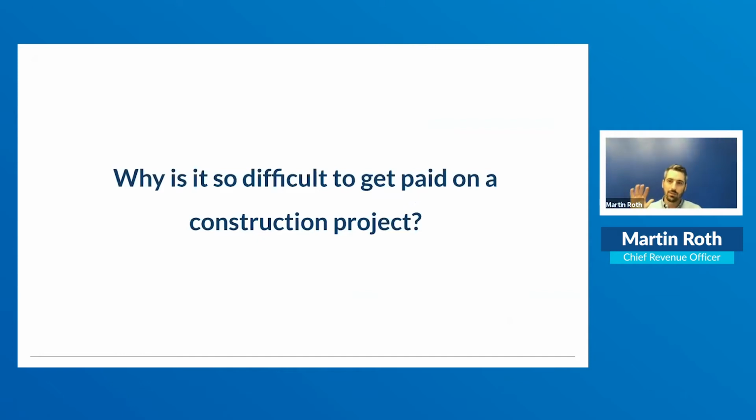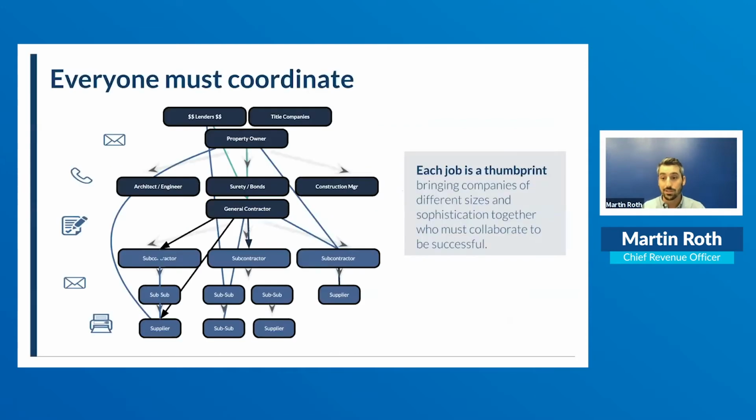Bring it back up a level. Let's talk about the problem and why it's so difficult to get paid on a construction project. I'm going to go through this very briefly because we have gone through it twice now in the past 2 webinars. When you think about construction projects, each job is a thumbprint. You can think about each job being unique in that the same combination of elements of participants, the same owner, contractor, subcontractor, suppliers are never going to come together in exactly the same way on another project.